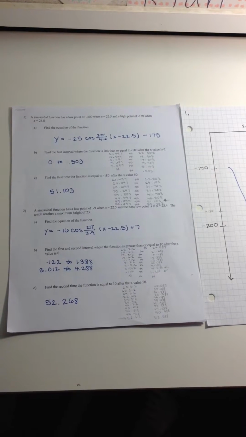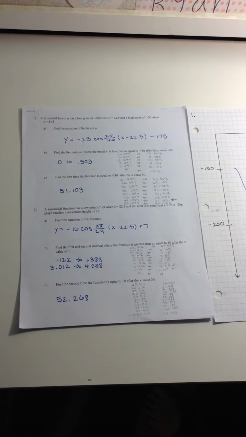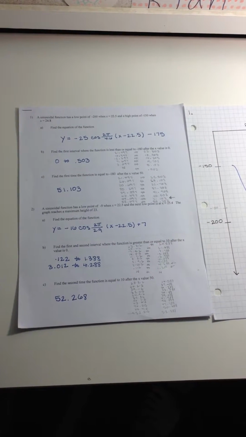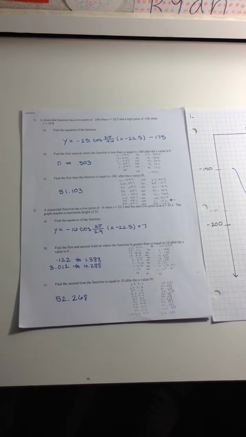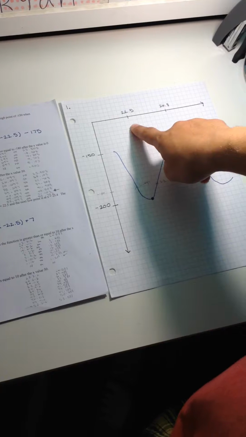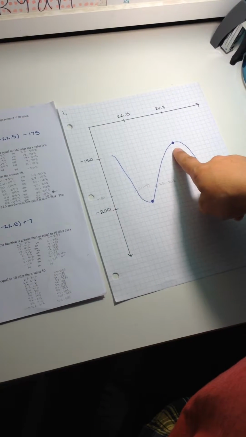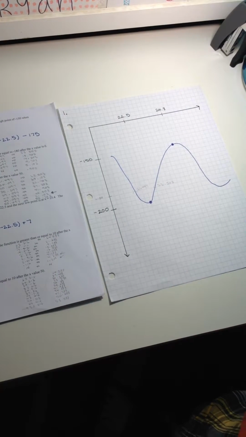In this video, you'll be learning how to find the equation of a sinusoidal function and how to use that equation to find intervals at given x values. So for number 1, it tells you that you have a low point of negative 200 when x equals 22.5 and a high point of negative 150 when x equals 24.8. You use this graph to find your equation.